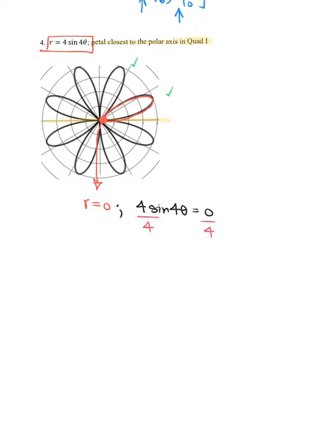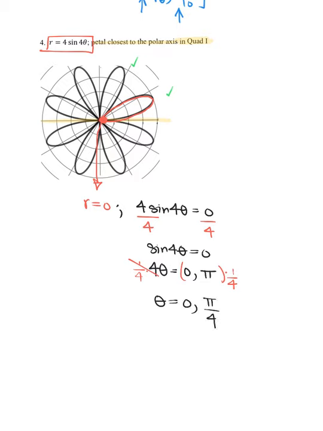I'm going to divide both sides by 4. Then I know that sine is 0 on the quadrantals, 0 and also pi, right? You always want to try to find those first 2 values. Then I'm going to solve for theta by multiplying both sides by 1/4. When I do that, I get theta is equal to 0 and pi over 4.